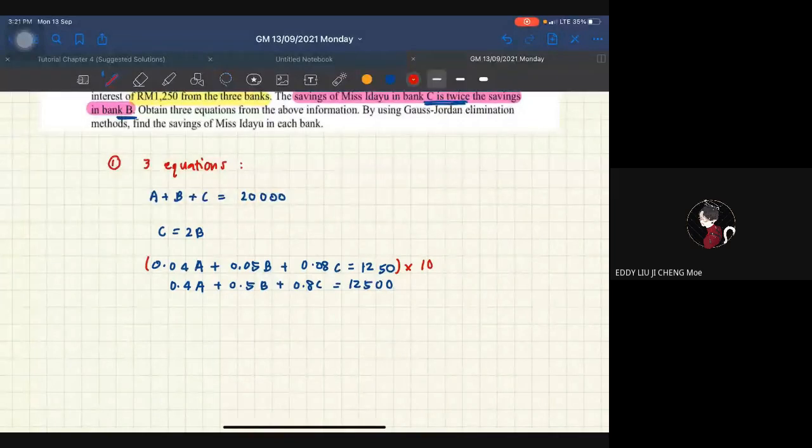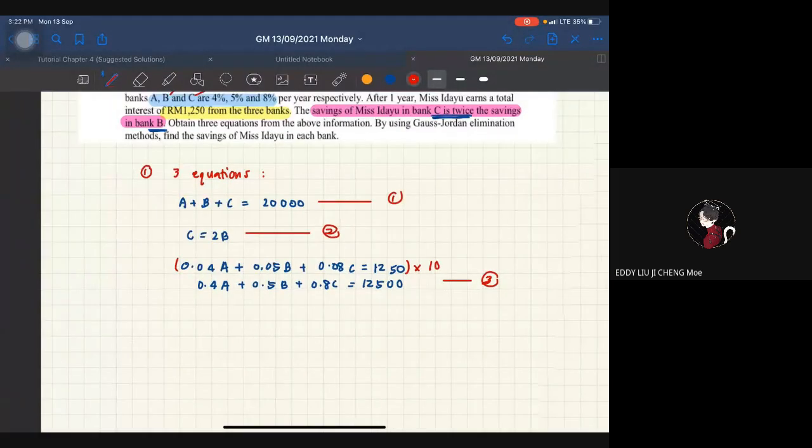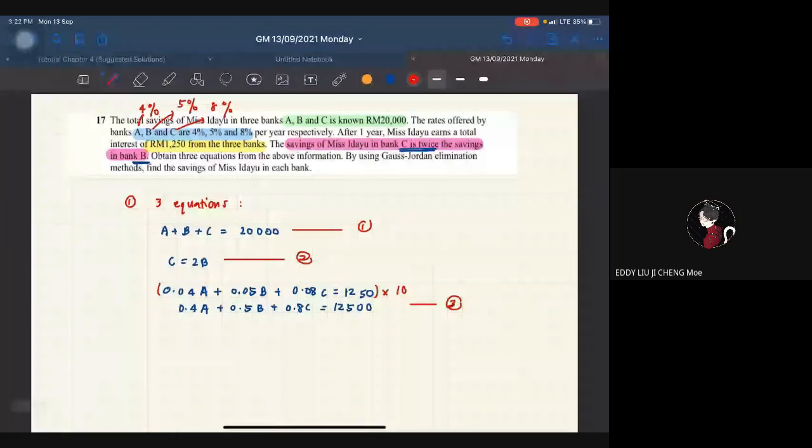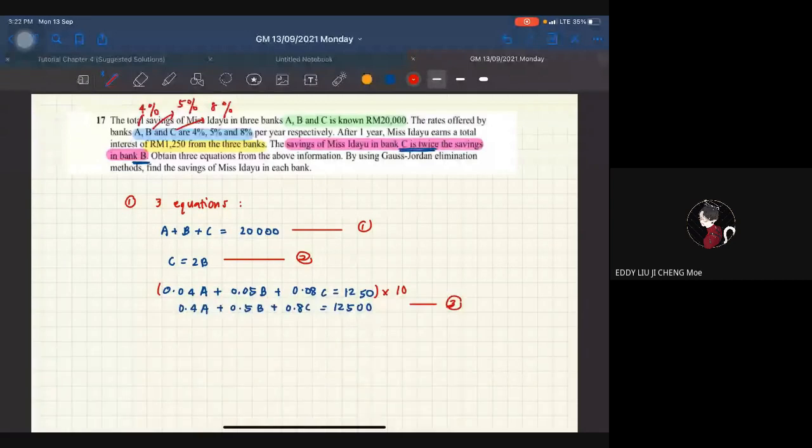Okay, so ada 3 equation. So you have this one as your first equation. This is your second equation. And this is your third equation. Okay, ada soalan tak setakat ni? Tak ada, okay. Alright, so untuk first step, kita dah extract all the 3 equations. Okay, so settle dekat situ.